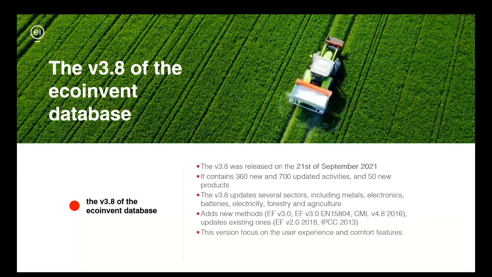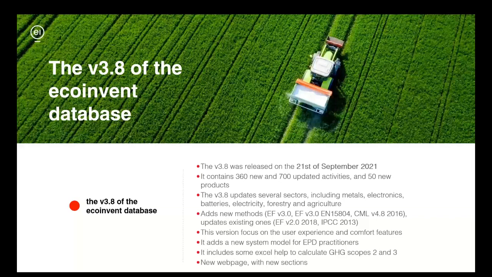Version 3.8 has a big focus on the user experience and what we call comfort features, how you as users experience comfortable use of the database. So in that regard, version 3.8 adds a new system model dedicated to EPD practitioners. It includes what we call an Excel help for practitioners that use the GHG protocol. This Excel help will help them calculate scopes 2 and 3 under the GHG protocol.